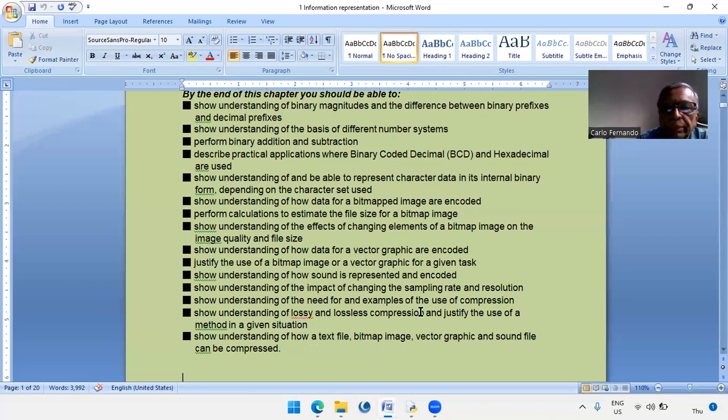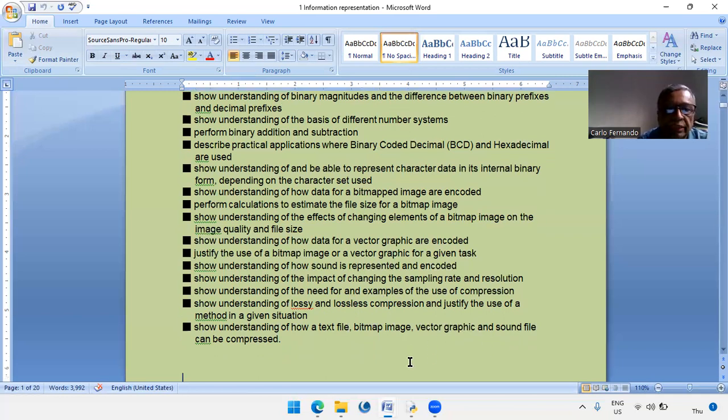Lossy and lossless compression, two of the methods, and justify the use of a method in a given situation. Again, why you use lossy or lossless? The reason. And finally, you will understand how a text file, bitmap image, vector graphic, and sound file can be compressed.